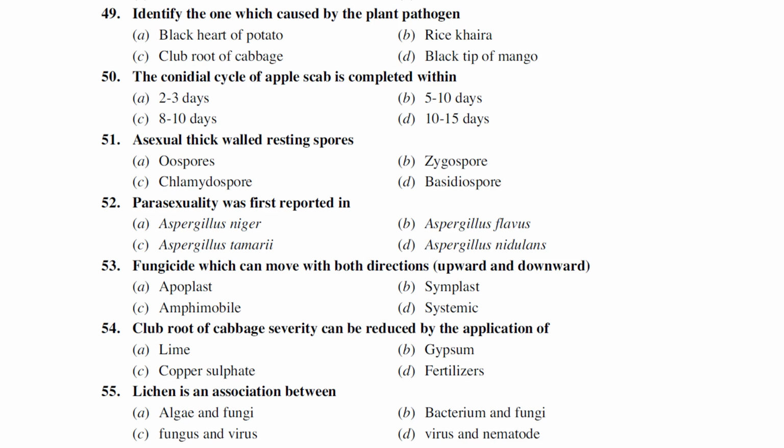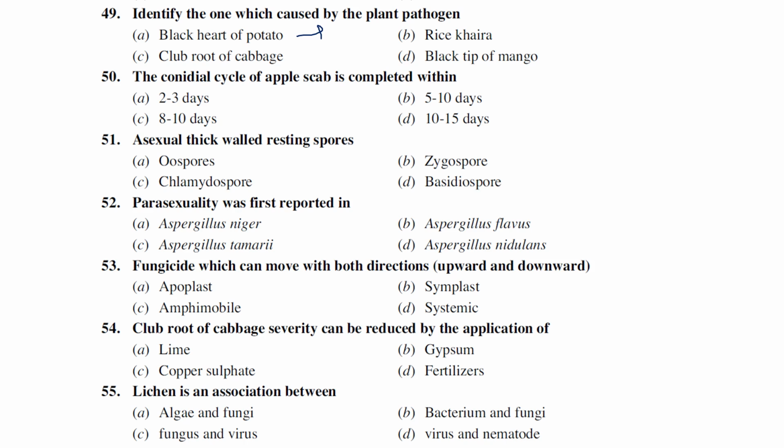Identify which one is caused by a plant pathogen: black heart of potato, rice khaira disease, clubroot of cabbage, black tip of mango. This black heart of potato is generally caused by two kinds of things. One is sulfur toxicity.